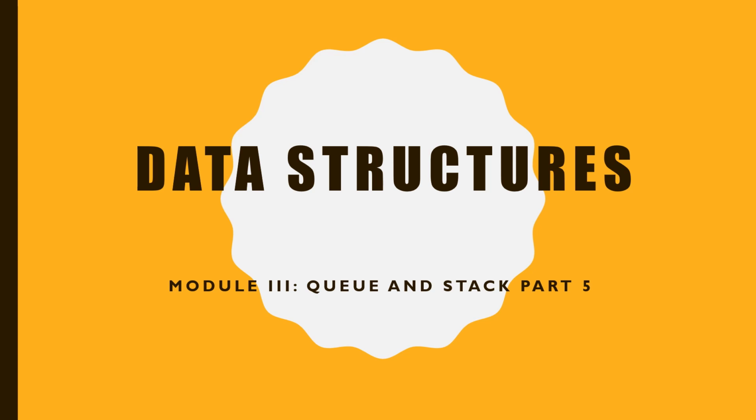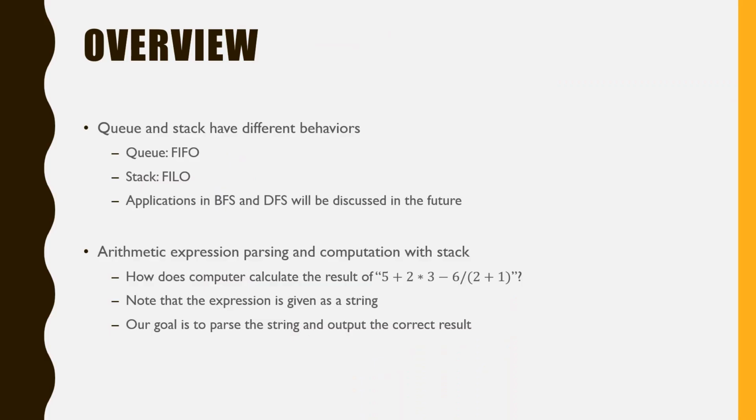This is part 5 with queue and stack. In this video, we will talk about arithmetic expression parsing with stack. Just to recap, queue has the first in, first out behavior, and stack has the first in, last out behavior. Examples on comparing the effect of their different behaviors are perhaps the breadth-first search and depth-first search algorithms, which we will discuss later under the graph data structure.